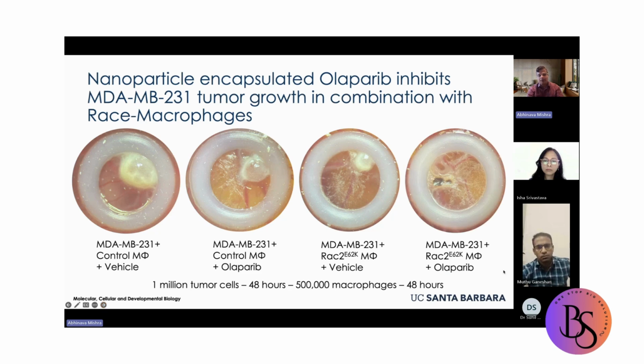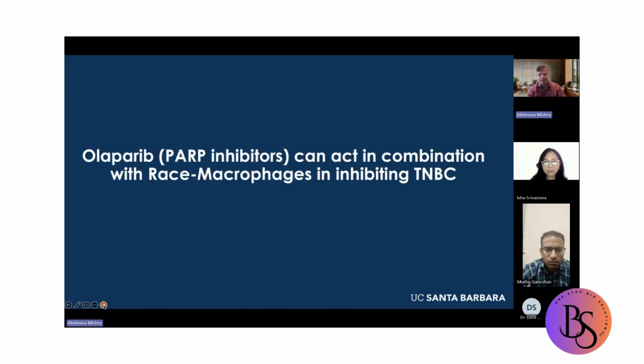But when we have both combined, RAC macrophage with olaparib, we see the tumor is almost killed or gone. This suggests that the RAC macrophages can already work with an approved therapy for triple negative breast cancer. So olaparib or the PARP inhibitors, which are already approved cancer therapies, can act in combination with the RAC-enhanced macrophages to inhibit these triple negative breast cancers.